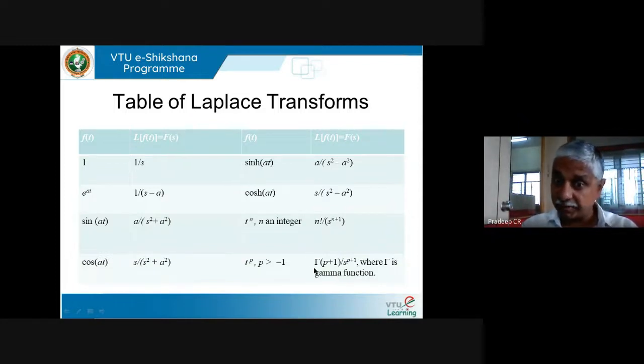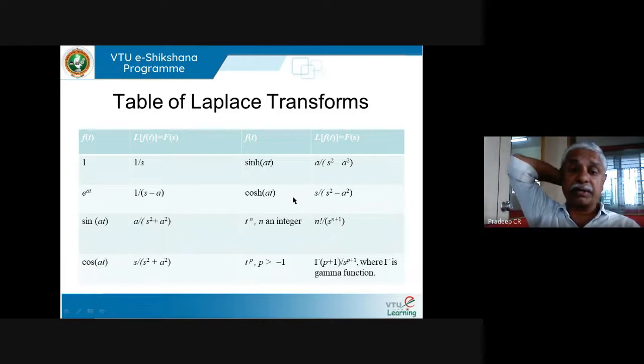So keep in mind, it could come, but normally it is not expected. People are not expected to ask questions on this in the first course. But these are important. This is very much part of your syllabus. Particularly, from all this except for t power p, you will regularly need in evaluating Laplace transforms of various functions.